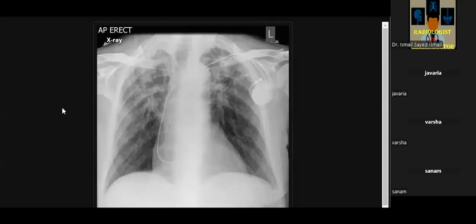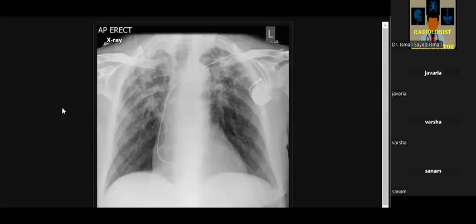The differentials for these findings could be advanced stage of sarcoidosis. The possibility could be of fibrosis due to tuberculosis. If there is any history of radiation, I will also keep that in differentials. Extrinsic allergic alveolitis, chronic hypersensitivity pneumonitis and ankylosing spondylitis will be the differentials for this.